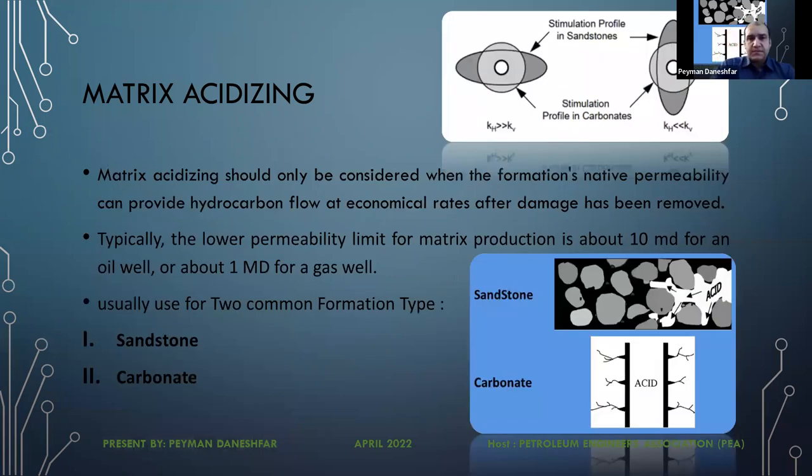This is matrix acidizing. When our formation permeability is so low, we do a fracture acidizing. If our permeability is okay, maybe 10 millidarcy for an oil well or 1 millidarcy for a gas well, it's okay for matrix acidizing. Remember that. Now these two types of formation again, sandstone and carbonate. In the picture, you can see that whenever we inject acid in a carbonate formation, branches or wormholes open. But in sandstone formations, the acid only dissolves some elements between the sand grains, okay?